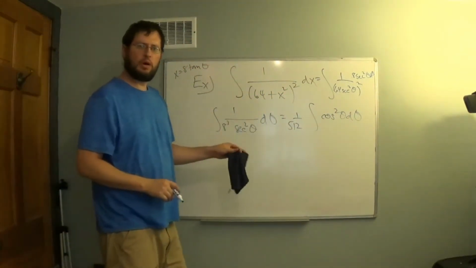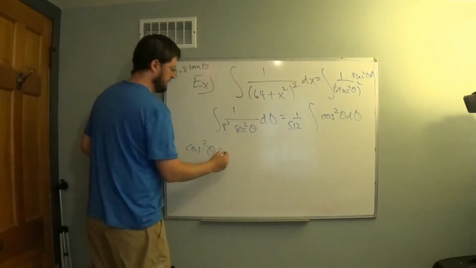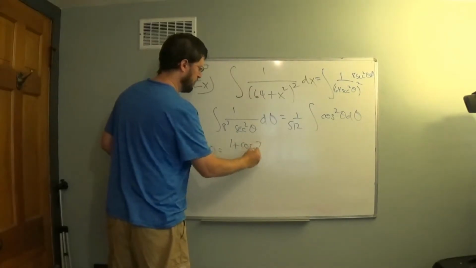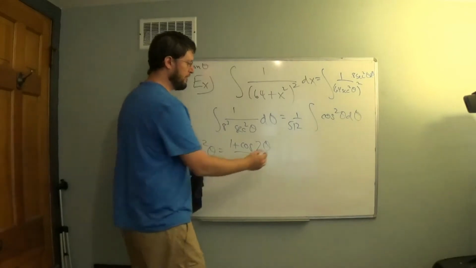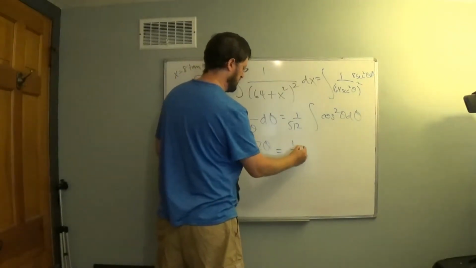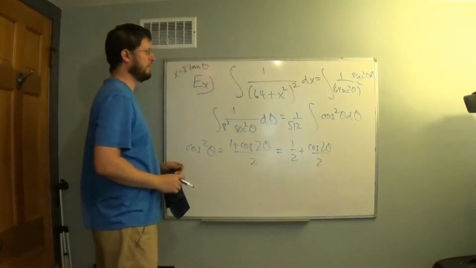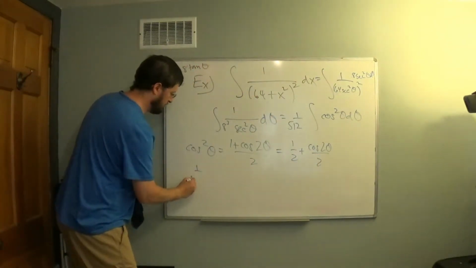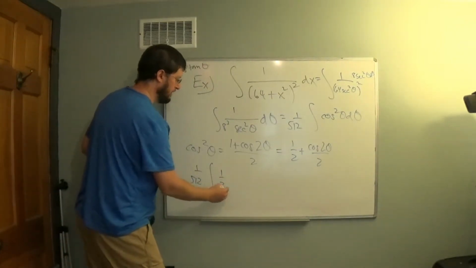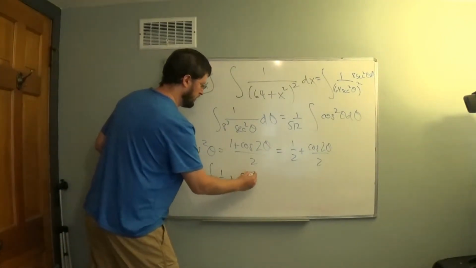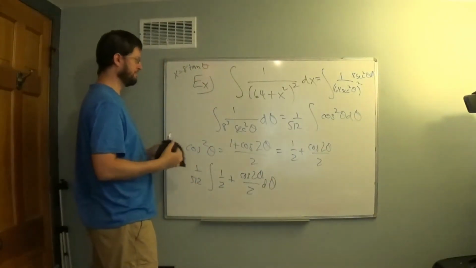And the formula that we want in this case is that cosine squared theta is 1 plus cosine 2 theta all over 2. Which then we're going to use some algebra to break into 1 over 2 plus cosine 2 theta over 2. So that the integral in question now is 1 over 512 integral of 1/2 plus cosine 2 theta over 2 d theta.